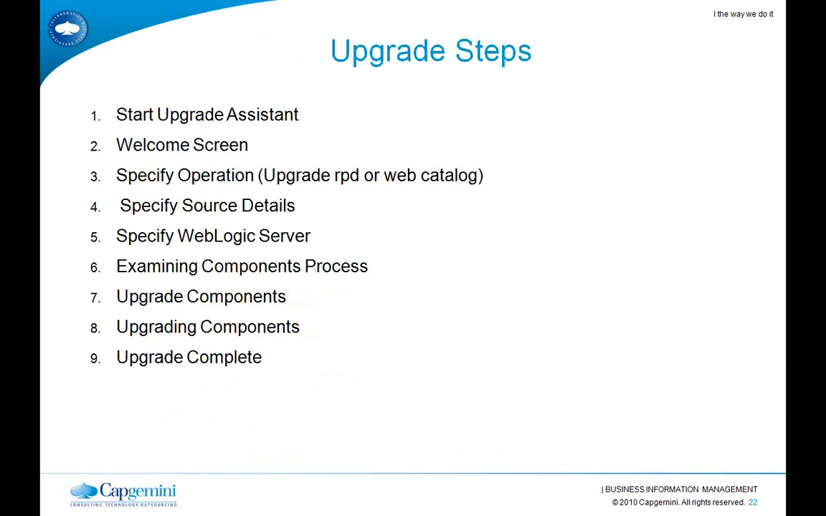So the steps that you typically would go through: you start the Upgrade Assistant. It'll give you a welcome screen. You specify what operation you want to do. Look at your source details. You're going to specify how you're going to connect up, where everything's located, what's your WebLogic server, where it is, what port it's running on. And then you're going to look at what components you want to process. Examining those, it's going to go through the steps and validate those items. It'll do the upgrade, give you a chance to verify the summary, and then it'll come through and complete it.